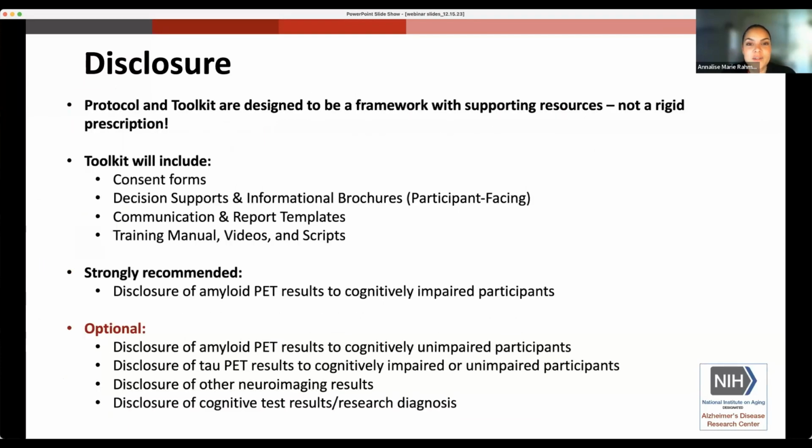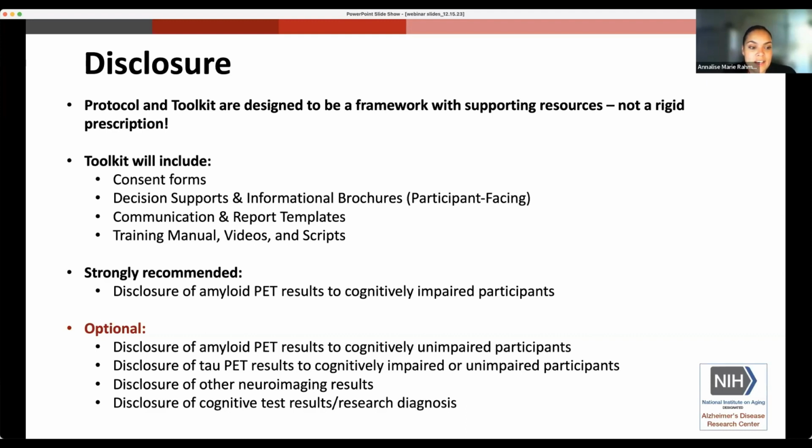So again, I want to reiterate, our goal is not at all to replace what sites are already doing in terms of disclosure if you have developed protocols, but we do want to support that. So our toolkits will include things like consent forms and language, decision supports, and informational brochures that are patient or participant-facing materials, many of which are developed through the Advisory Group on Risk Evidence Education in Dementia, or AGREED. We'll also develop some communication and report templates, training manuals, video scripts, etc.